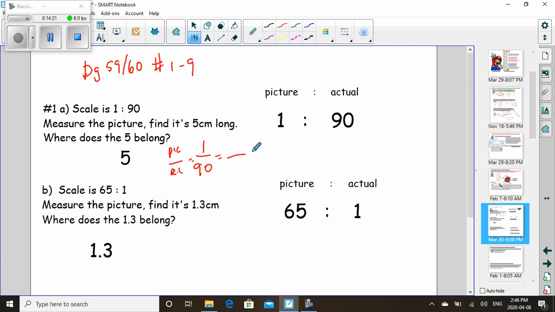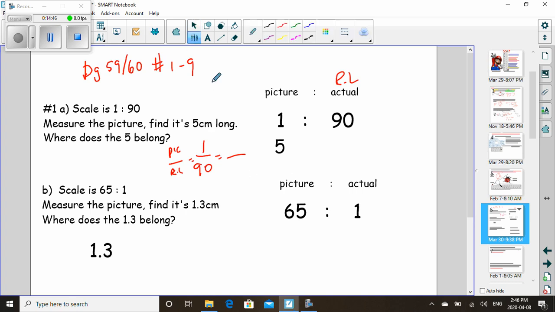I'll write it both ways, okay? So picture versus actual or real life here is 1 to 90. The 5, where's it going to go, right? Does the 5 belong here? Is that a picture measurement, or is 5 an actual measurement? You decide. Where does the 5 go? I think it goes there, doesn't it?